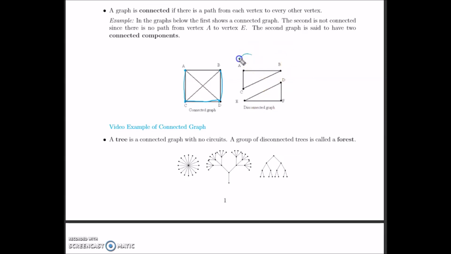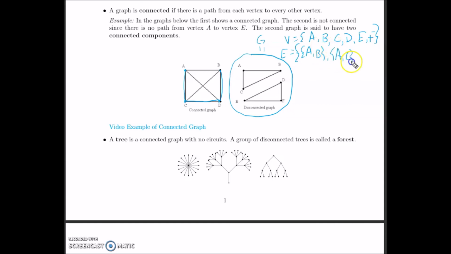Now what I'm doing here is I'm considering this to be one single graph. If I call this the graph G, my vertex set is going to be the vertices A, B, C, D, E, and F. And then my edge set is going to be the edges AB, AC, BC, but that's not all. I'm also going to include ED and EF and DF.